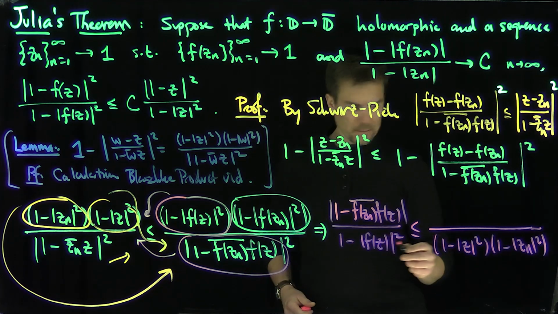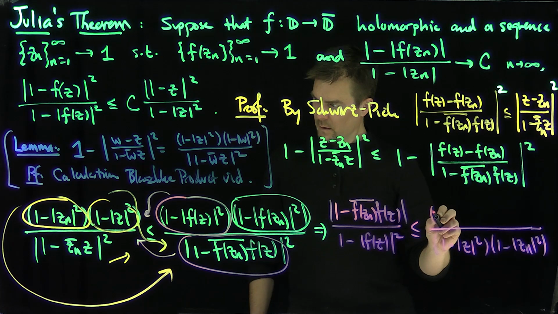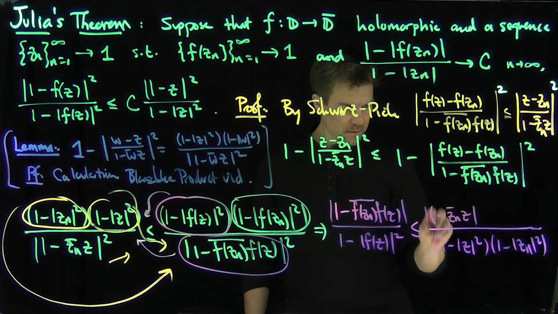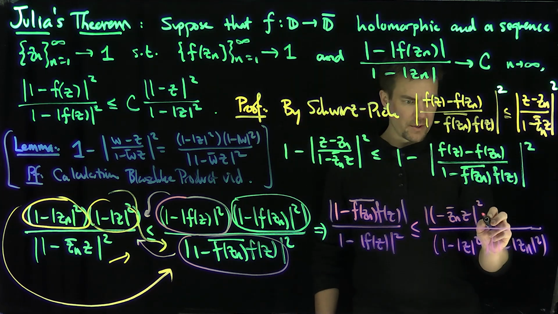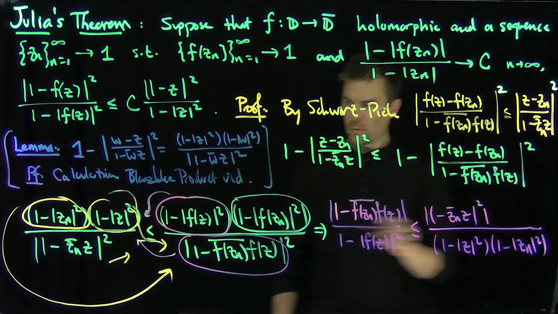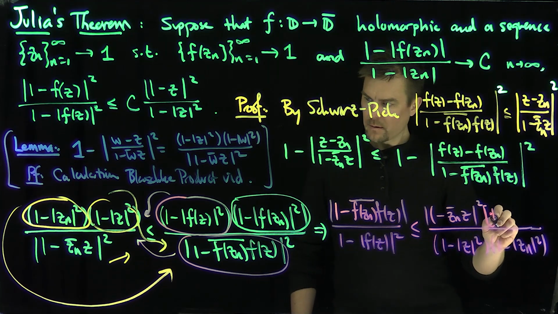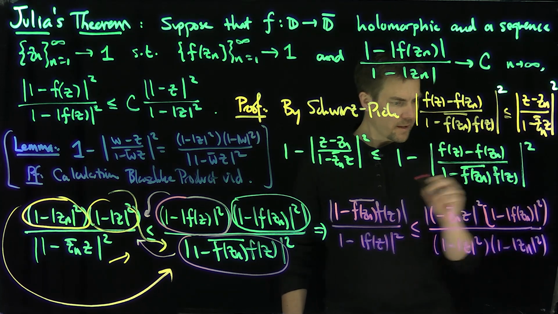This goes in the numerator. This 1 minus zn bar z squared. And then what's left over here is just going to be this expression over here, this modulus, this expression, right, which is going to be a factor of 1 minus mod f zn squared, like that.